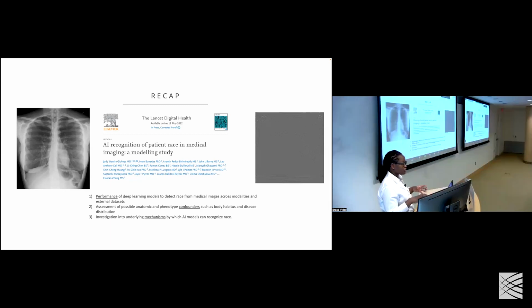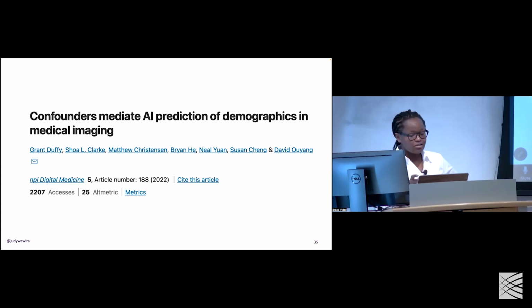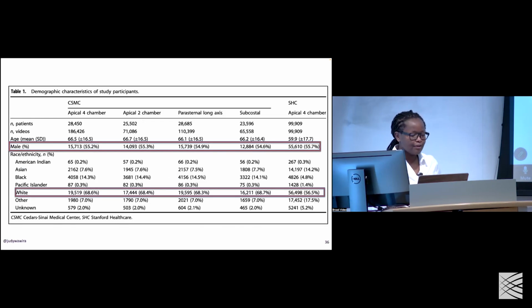We are seeing quite a lot of very strong opinions. One of them is this paper published in Nature Digital Medicine, which said that confounders mediate AI prediction of demographics on medical imaging. This is probably the one paper I'm going to go into detail on, because if you're reading in this space, you're going to see a lot of this come out. And this one uses echo.